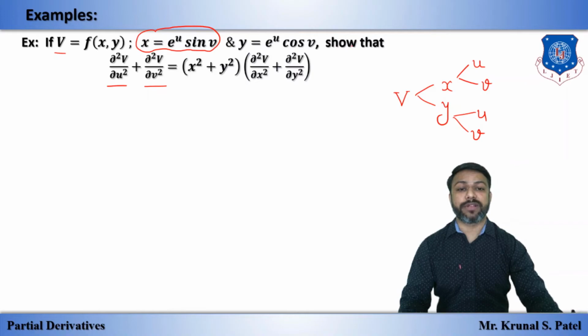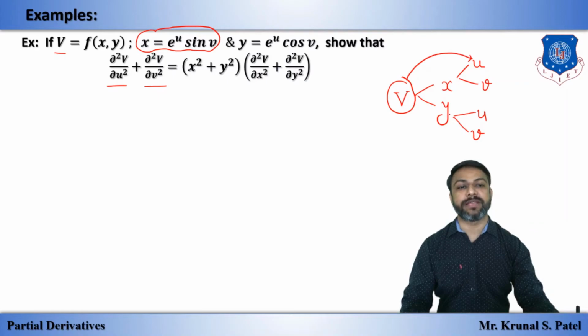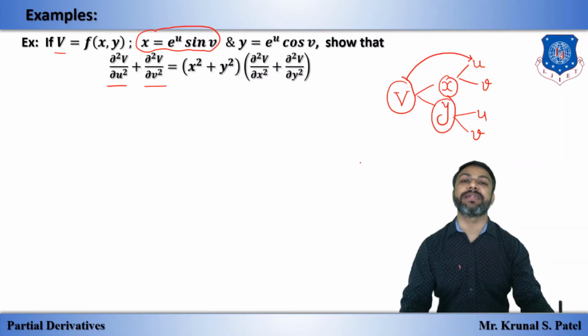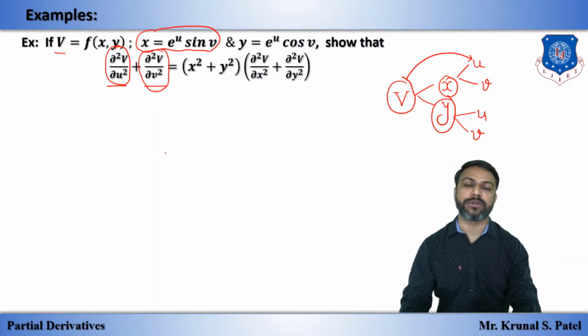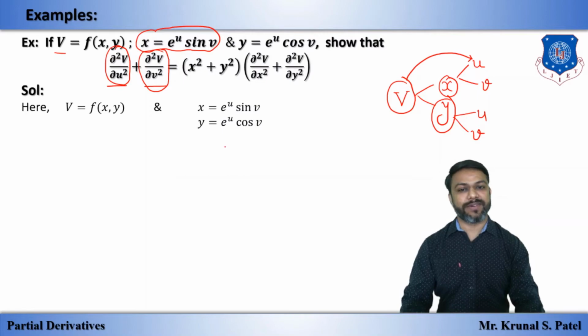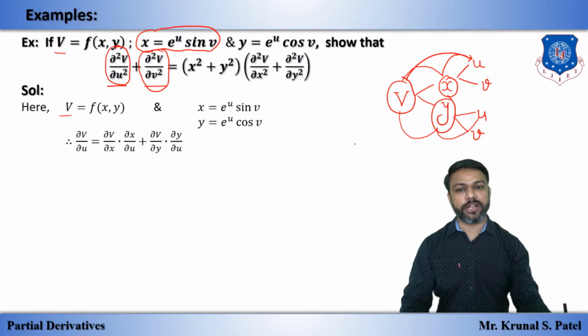So we can differentiate V with respect to small u and small v because x and y are intermediate variables. So we will find del square V by del u square and del square V by del v square one by one. So let's start with the question. V, x and y is given. First we will find del capital V by del small u. Okay, so by chain rule, del capital V by del x and del x by del small u. Same way, del capital V by del y and del y by del small u.